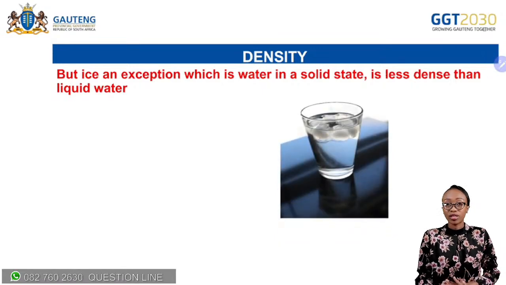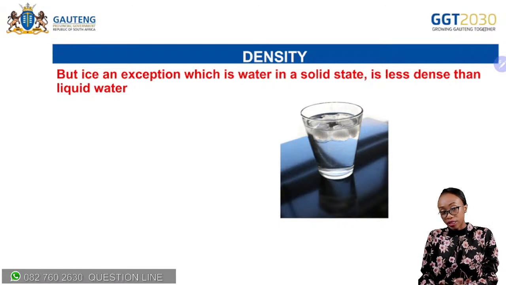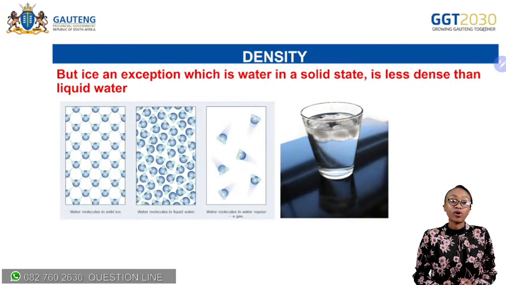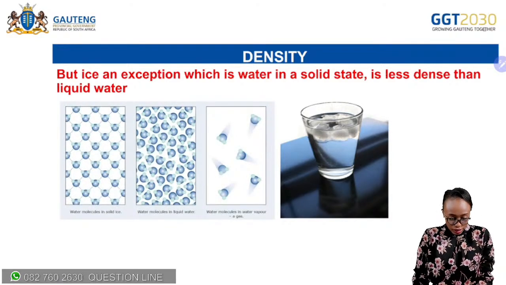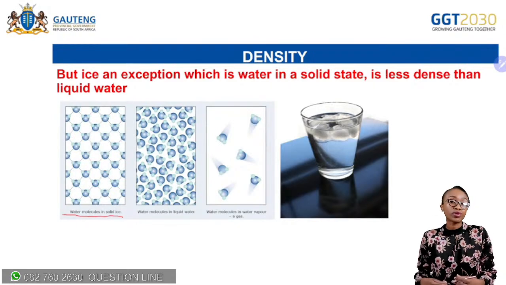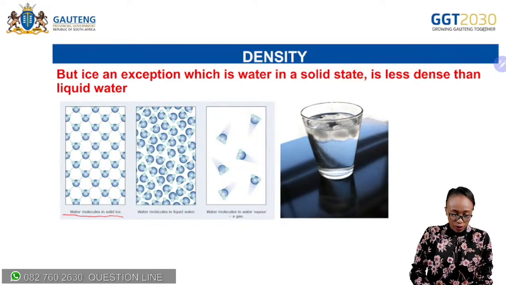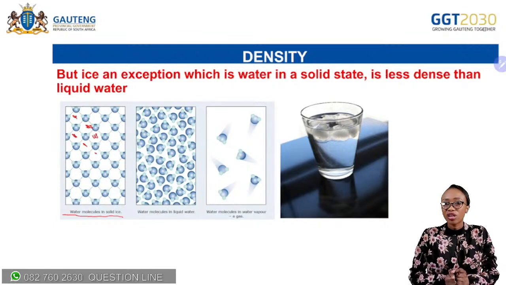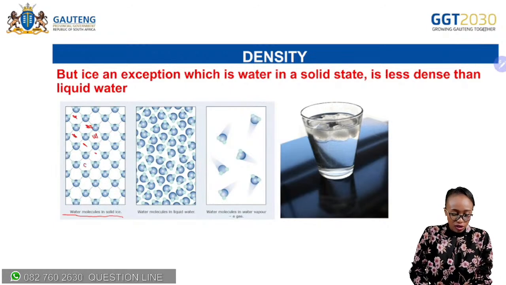So look at this glass here. You see the ice cubes are floating on the liquid because the ice is less dense than the water. And here is the particle arrangement. This part here represents solid ice. Remember when I said when water freezes, the spaces in between the particles become larger. You see how big these spaces are? When you think of a solid, you normally think of a much tighter situation. So the spaces actually become larger.